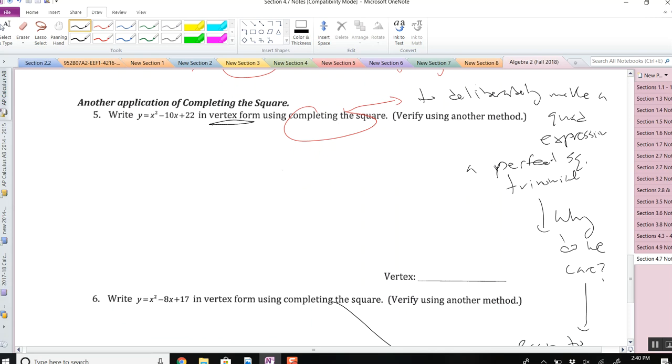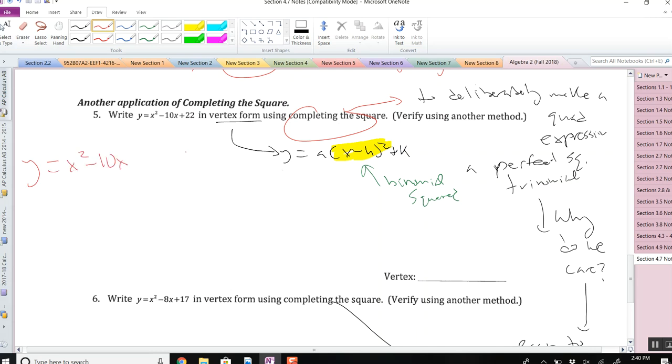You can use this to write something in vertex form. Remember what vertex form was? Oh, what do you know? y = (x - h)² + k. That is a binomial squared. Okay, so here's what we're going to do. We're going to focus on the x² - 10x and push the 22 off to the side. You can put 22 on the other side too if you like. It's up to you. But I really want to focus on x² and x.